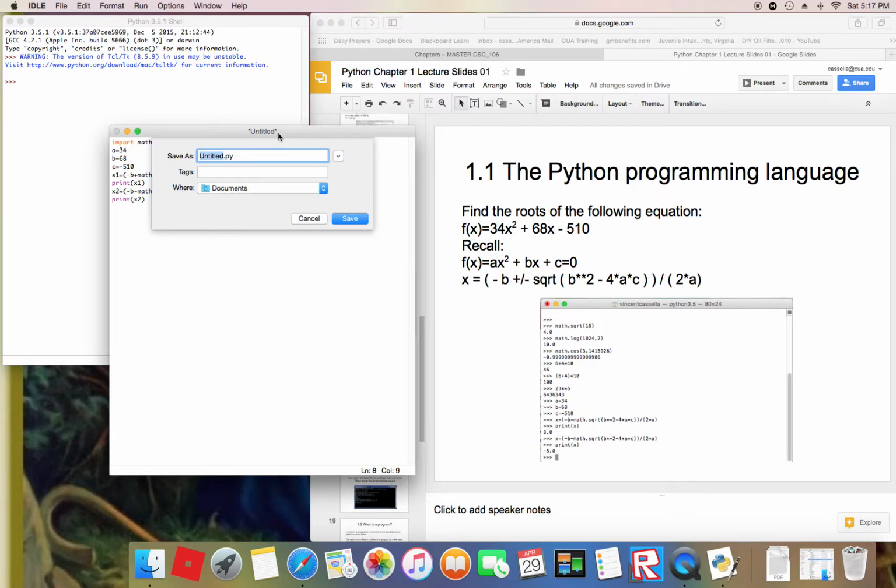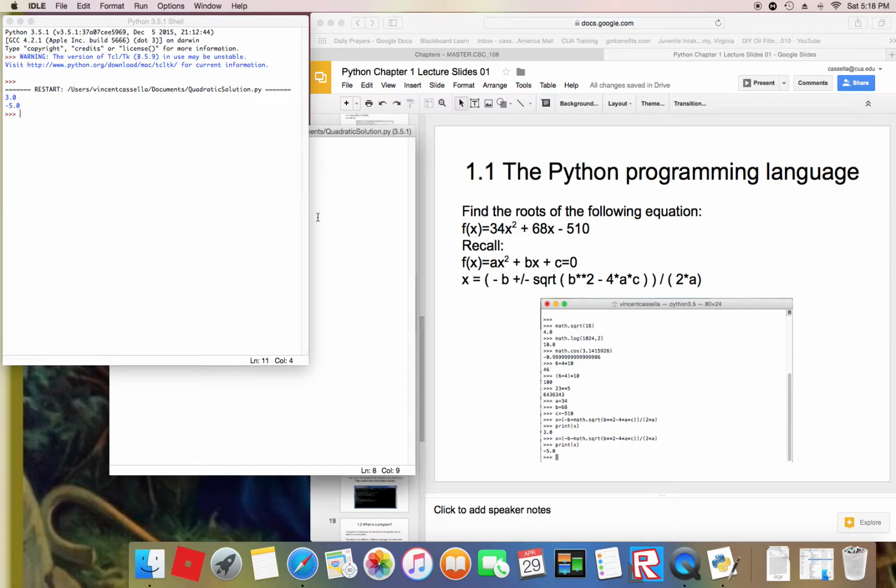What do you want to call it? I'll call it square root. No, I don't want to call it square root, it's not square root. I'll call it quadratic solution. How's that? Okay, quadratic solution. I'll save that. Boom, did it.